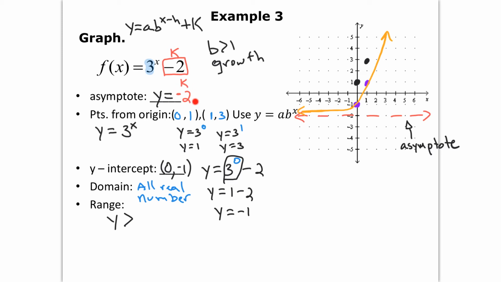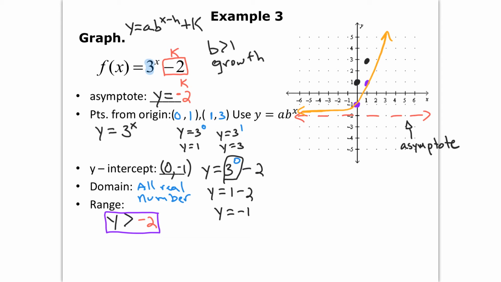And we use the k value of -2. Whatever the k value is, that's going to be a range. So I'm going to put -2 right here. So my range is y is greater than -2, and my domain is all real numbers.